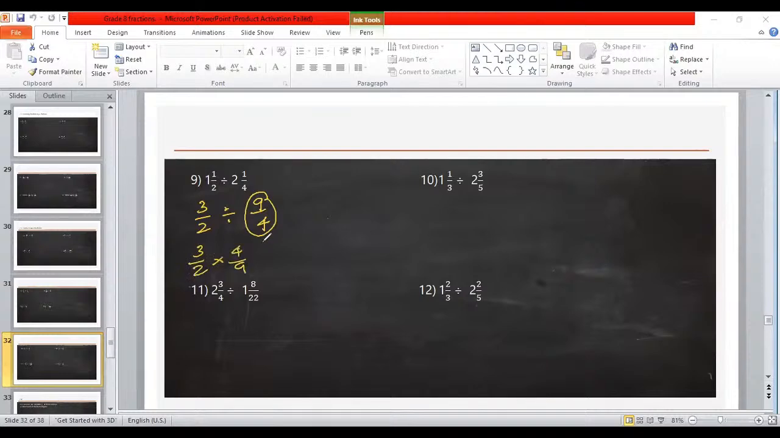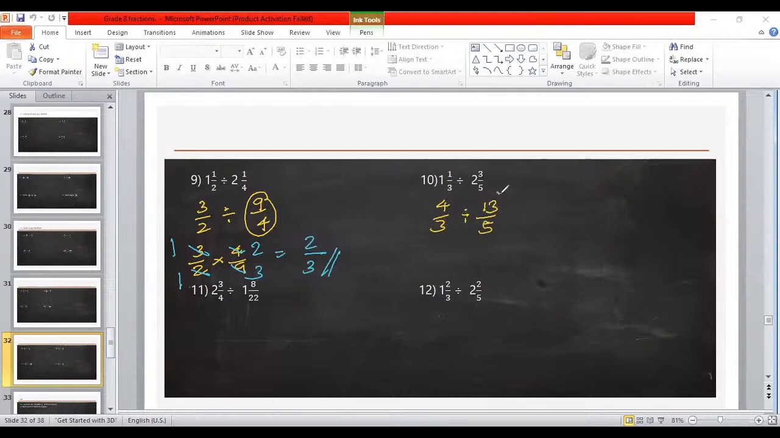Now cancel out. How many 3's, 1? How many 3's, 3? How many 2's, 1? How many 2's, 2? What is the answer? 2 times 1, 2 over 1 times 3, 3. 2 over 3. Now go to the next question. Question number 10. 3 times 1, 3 and 1, 4 over 3. Divided by 5 times 2, 10 and 3, 13 over 5.